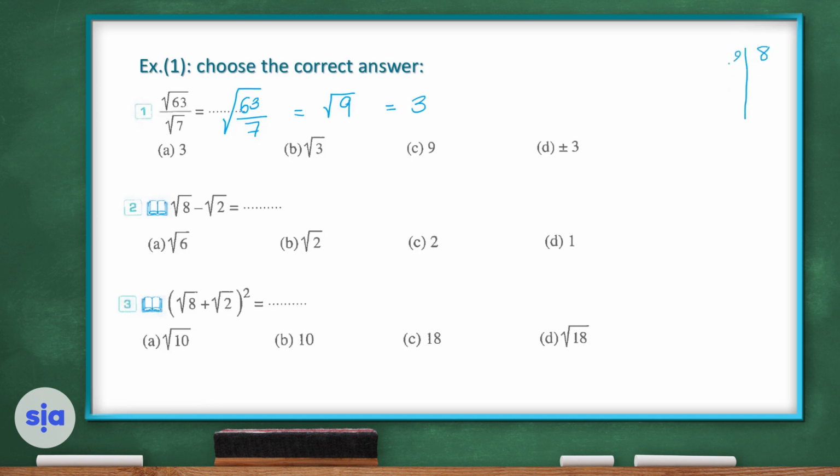8 divided by 2 is 4, divided by 2 is 2, divided by 2 is 1. Then in the square root, every pair, we take it outside the root as one number. So to simplify square root of 8, it's 2 square root of 2 minus square root of 2. 2 minus 1 is 1. Then it's 1 root 2, which is square root of 2. Then the right answer of question 2 is choice B.